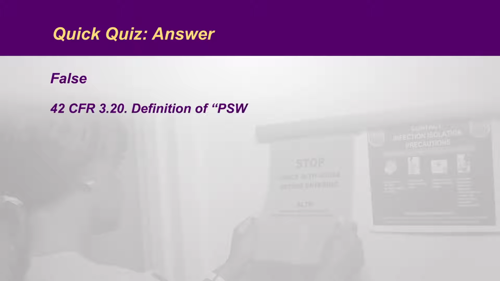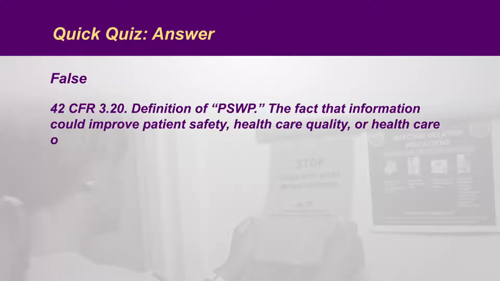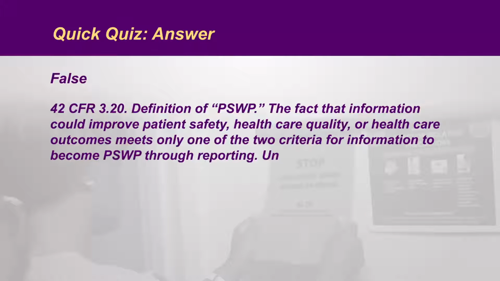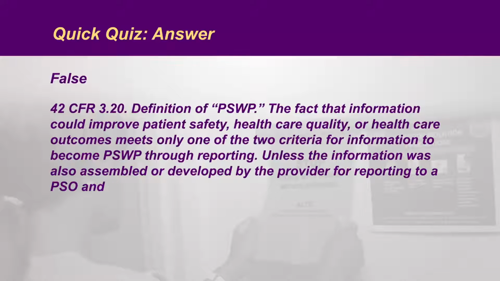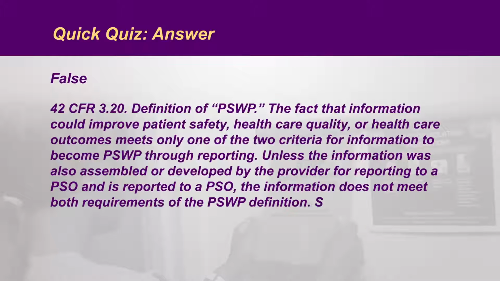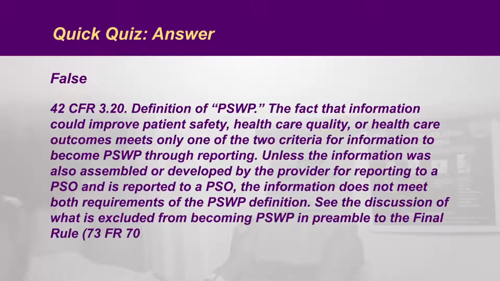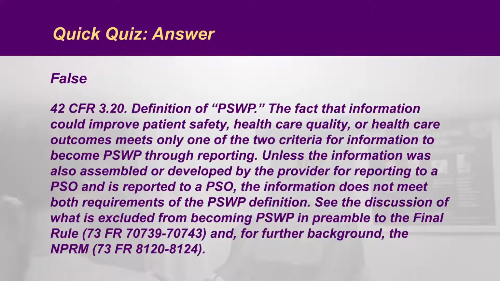False. The fact that information could improve patient safety, healthcare quality, or healthcare outcomes meets only one of the two criteria for information to become PSWP through reporting. Unless the information was also assembled or developed by the provider for reporting to a PSO and is reported to a PSO, the information does not meet both requirements of the PSWP definition. See the discussion of what is excluded from becoming PSWP in the preamble to the final rule, and for further background, the NPRM.